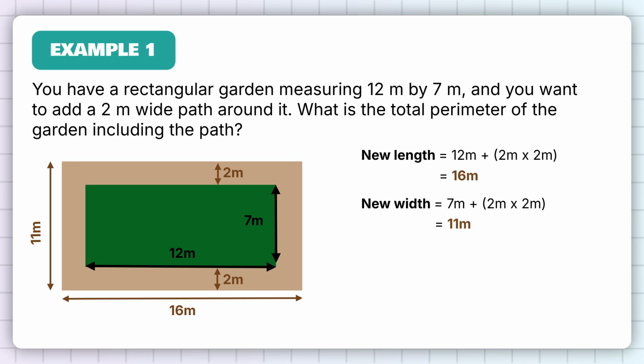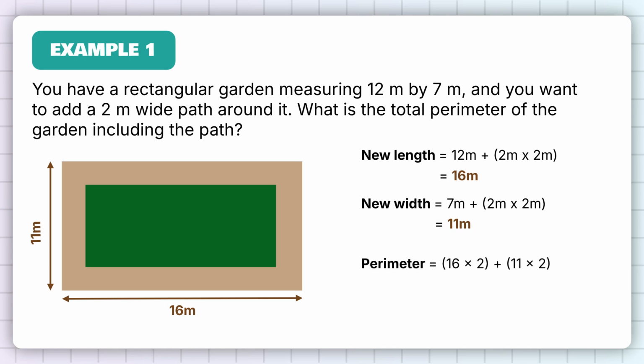Now, we can calculate the perimeter of the larger rectangle. We don't need the initial values of the garden anymore. Instead, we just need to add up each side. We have 2 sides of length 11 meters and 2 sides of length 16 meters. So the perimeter is 2 times 16 plus 11 times 2, which is 54 meters. So, you would need 54 meters of fencing to enclose the garden and the path. By working through these examples, you should now feel confident in calculating the perimeter of simple and compound shapes.